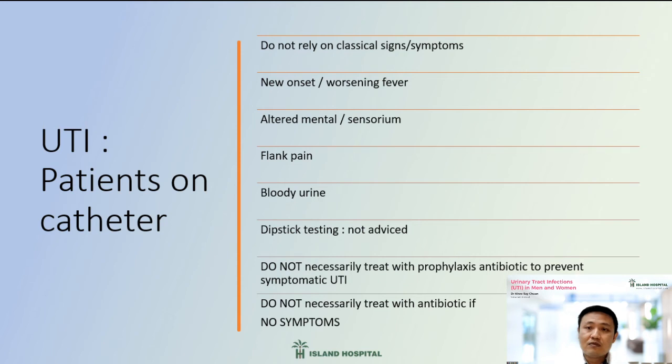In this group of patients, you don't rely on the classical signs and symptoms. You look at whether the patient suddenly gets unwell, or has a new onset of fever, and you may have to ask the caretaker if there are any changes to the daily well-being. From there, you make a judgment whether they have UTI or not. For patients on long-term catheters, I don't advise a simple dipstick test, because most of these patients will have bacterial colonization, so the dipstick is not accurate.